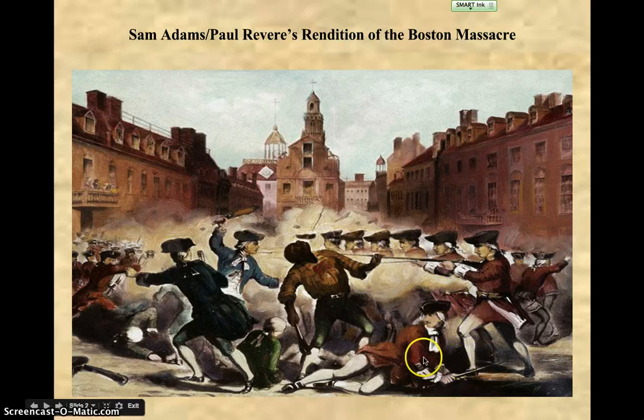Now, this was a way of propaganda for Sam Adams. Sam Adams hates the king. He wants the colonists to break away as much as possible. He creates this painting with Paul Revere, which then goes into the newspapers the next day. This painting goes around to different colonies and cities so that the rest of the colonies can see how evil the redcoat soldiers are. So this is the Sons of Liberty version, which is a form of propaganda.